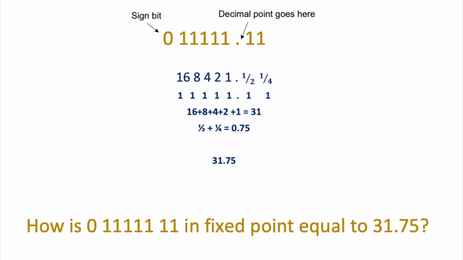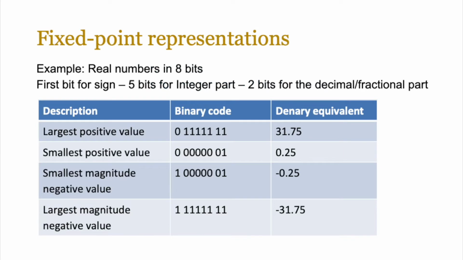Try it with the next one, the smallest positive value. So we've got 0, 0, 0, 0, 0, 0, 0, 1. Now in this case, the first 0 is the sign bit. The integer part is all 0, so that's 0. And the fractional part is half, which is 0. There's no value there, so there's nothing. So we only have a quarter. So a quarter is 0.25. So that is the smallest possible positive value in this type of system.